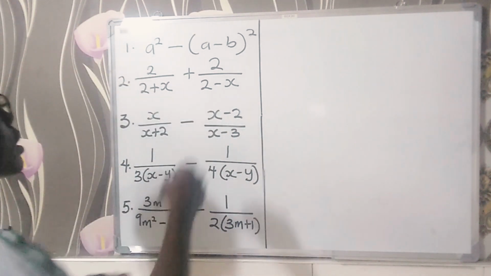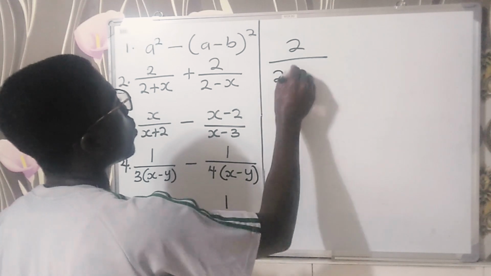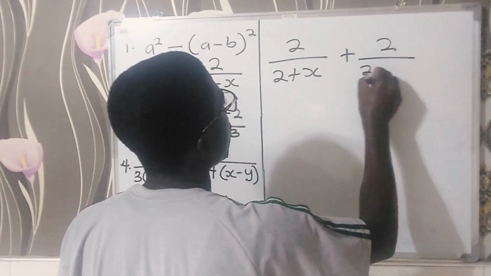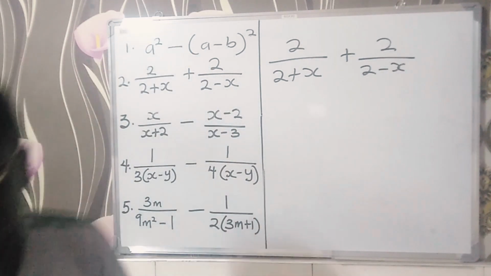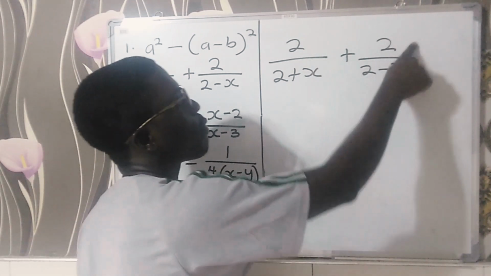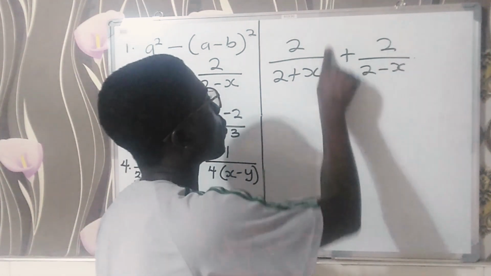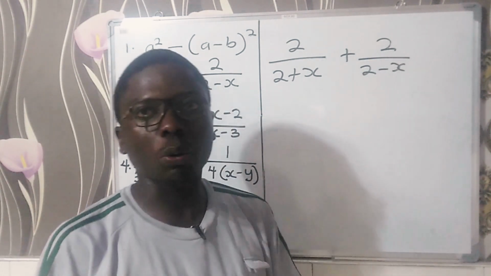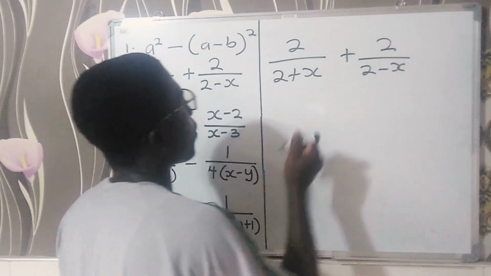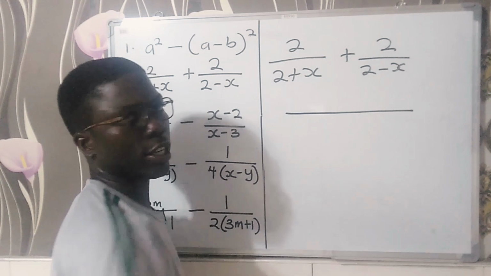So with the second question, we have 2 out of 2 plus x plus 2 out of 2 minus x. So with this, we have addition of fractions. And I hope you know what to do whenever you have addition of fractions. We all know we have to find the LCM. So with this method, we have to find an LCM where all these denominators will have their share.